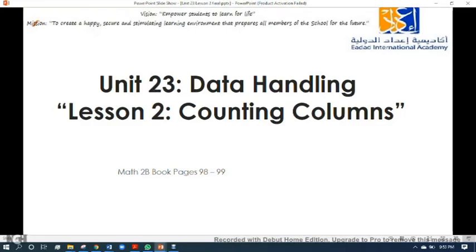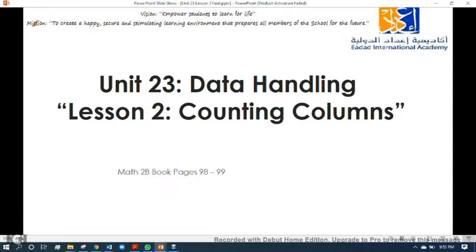Alright, class, let's continue our lesson for data handling. Yesterday, we studied about tallying marks. Now, another way to count data and to understand data is by counting columns.